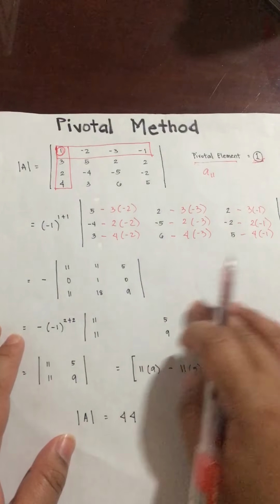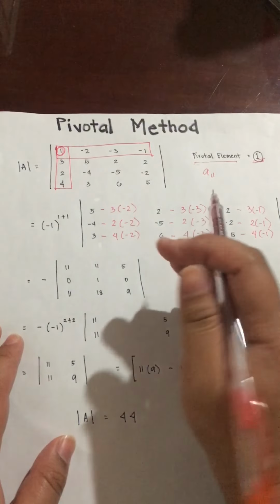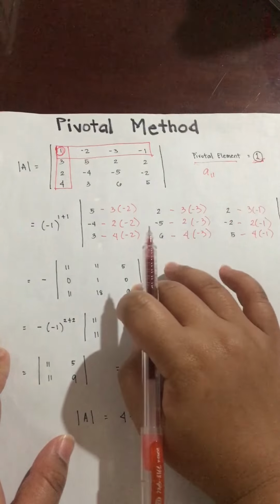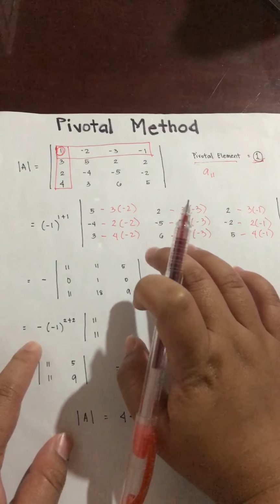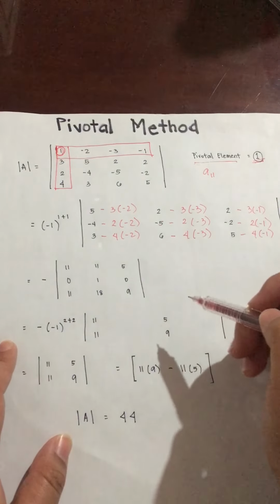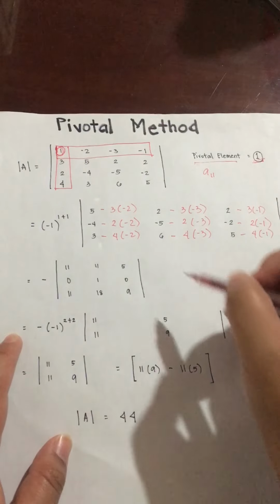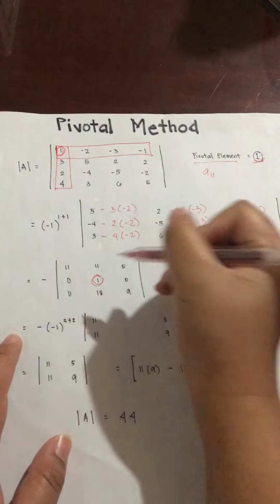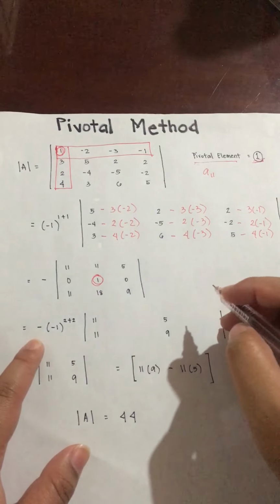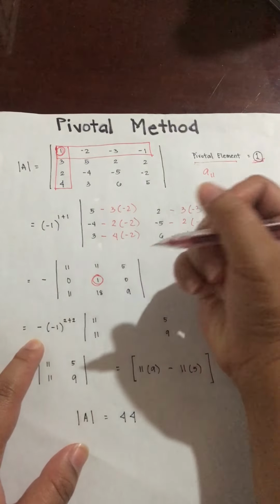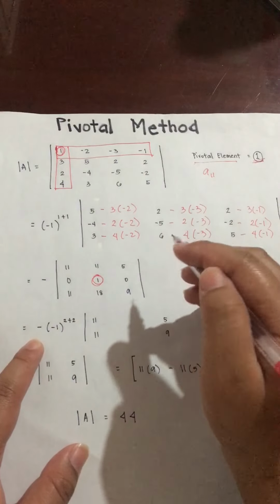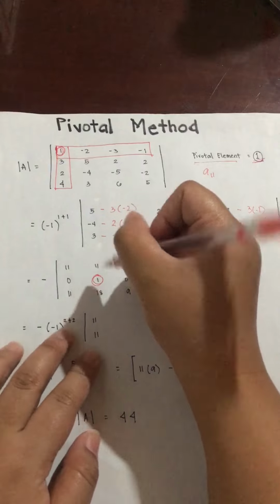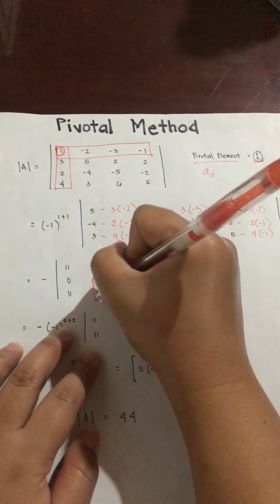Now, for the next step, we will use again a pivotal method para gawin nating 2 by 2 determinants itong 3 by 3 determinants. So, since meron na tayong pivotal element, our pivotal element is here. This is our pivotal element. So, next step, gagawin natin is, i-cross out natin ulit yung row and column na included yung pivotal element natin, which is here, ito.